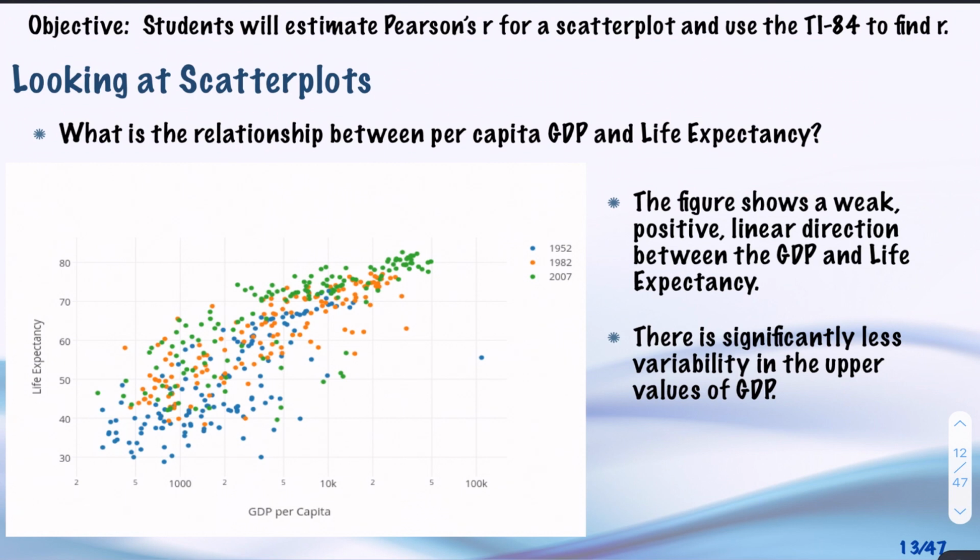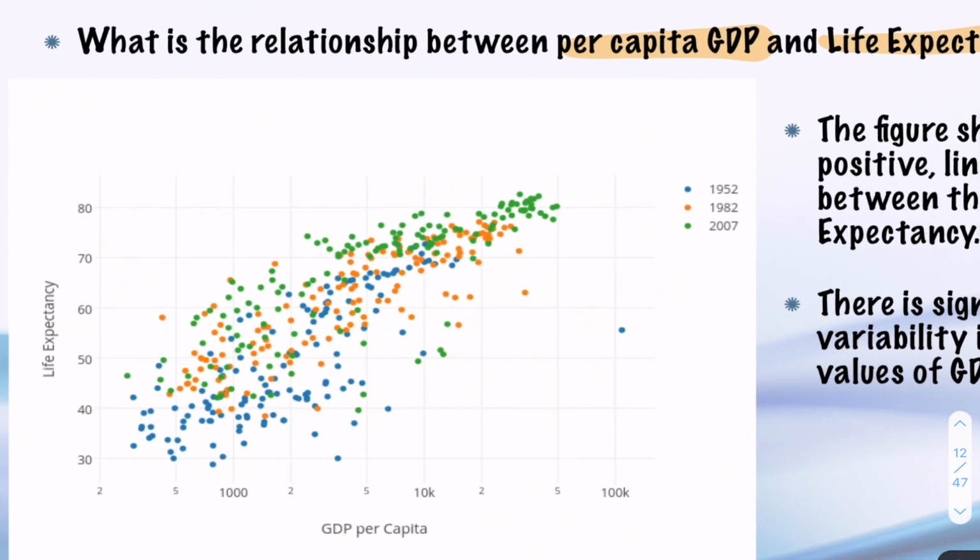What is the relationship between per capita GDP and life expectancy? So we have 3 different times in this. GDP is how much a country makes in a given year. We're looking at 1952 versus 1982 versus 2007.